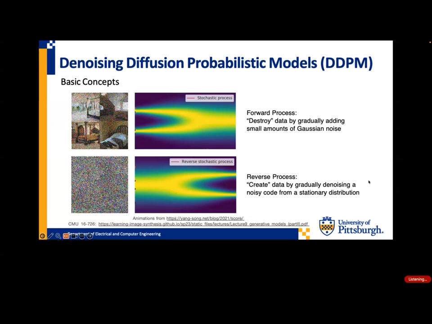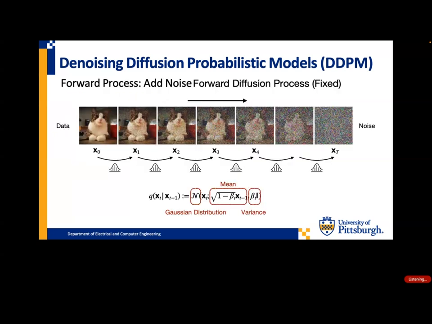Well, this one says the basic concept. Forward, it destroys the data by gradually adding small amounts of Gaussian noise. Reverse, it creates the data by gradually denoising a noisy code from a stationary distribution. Okay. So when we are adding the Gaussian noise, each step can be modeled as this. So x_t, basically this one says, what is the data point? Again, think of this image as a huge large vector.